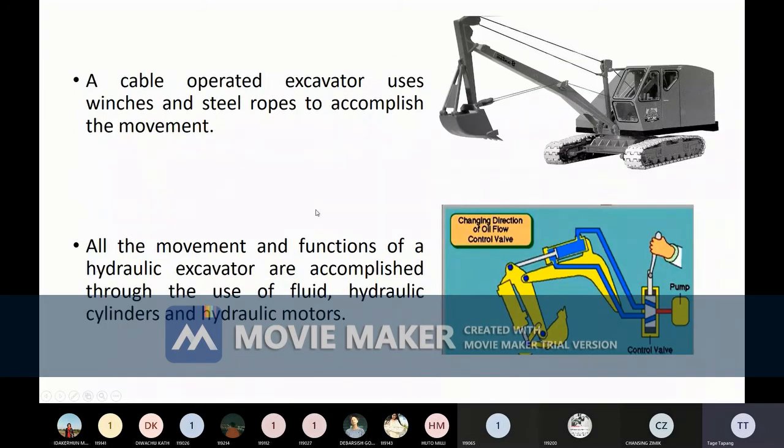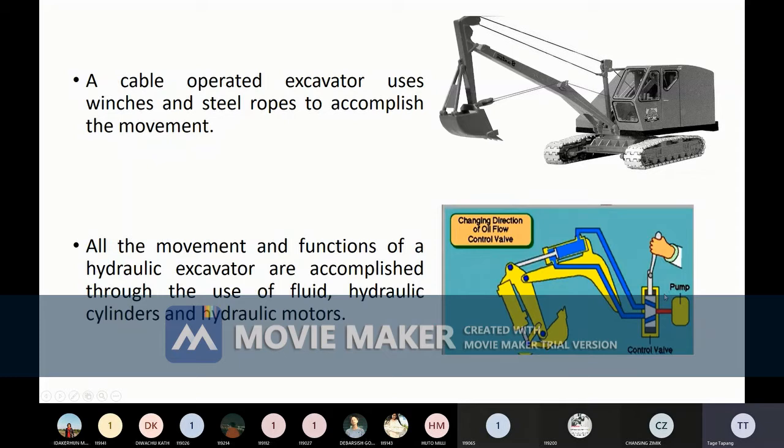So earlier, what did we used to have? We used to have cable operated excavators. You see, hydraulic system was not very popular in olden times. So cable operated, by pushing or pulling this cable, we are manipulating the movement of the bucket or stick or whatever portion. Whatever work hydraulics is doing now, it was earlier done by using cables, winches, etc. Steel ropes. Alright, today we have hydraulics.